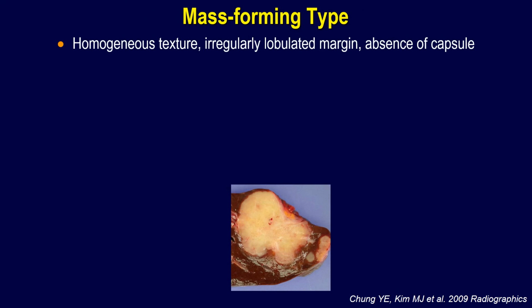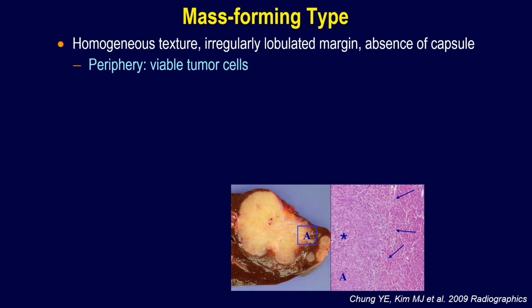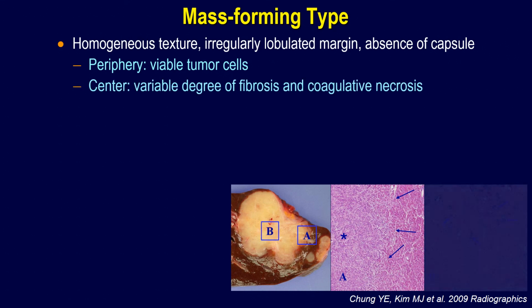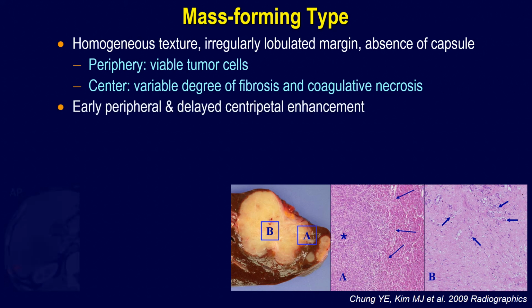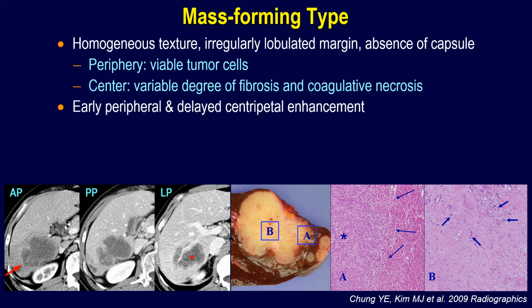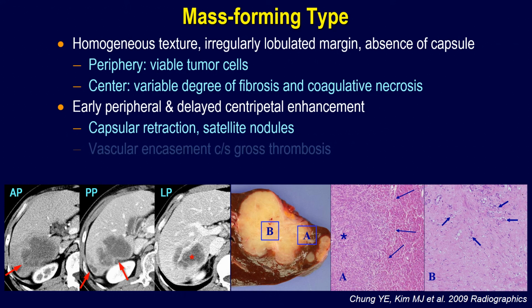Classical form of mass-forming cholangiocarcinoma can be characterized morphologically by a homogeneous mass with an irregularly lobulated margin and absence of capsule. On microscopy, you may see abundant viable cells in the periphery and variable degree of fibrosis and necrosis in the center. The typical features on cross-sectional imaging include irregular peripheral enhancement and gradual centripetal enhancement. In addition, capsular retraction, satellite nodules, and vascular encasements are common, with dilation of bile ducts and lymph node metastasis.